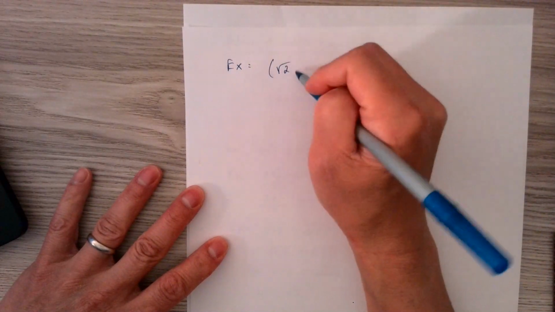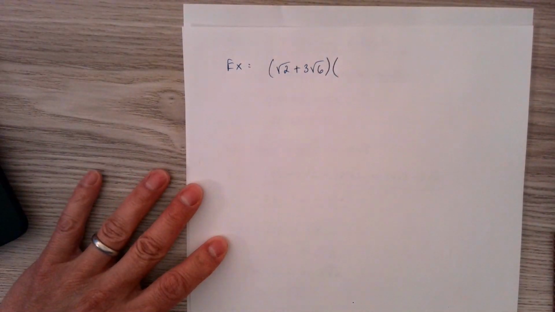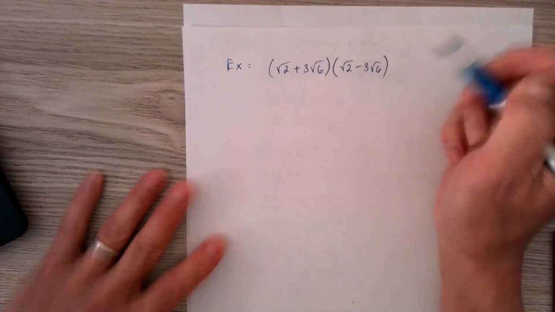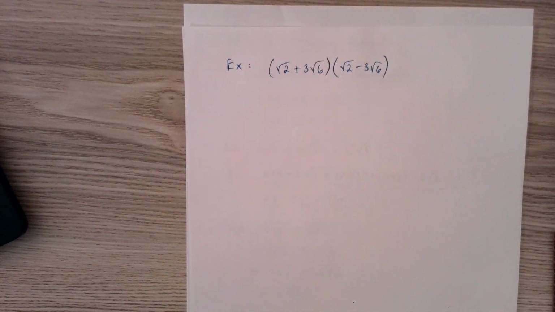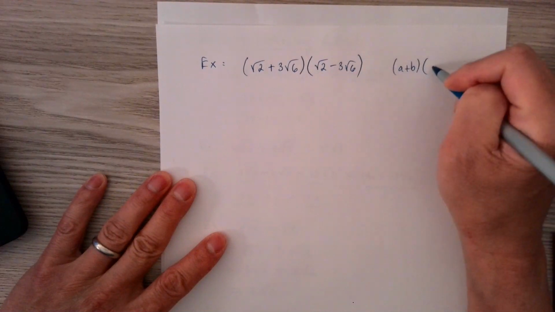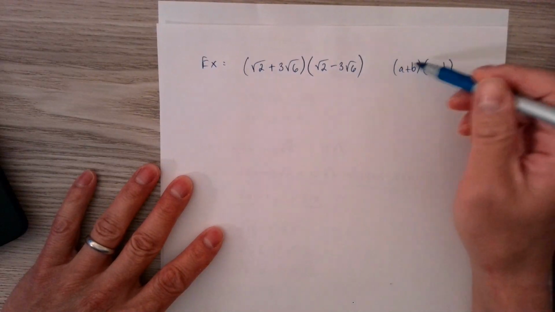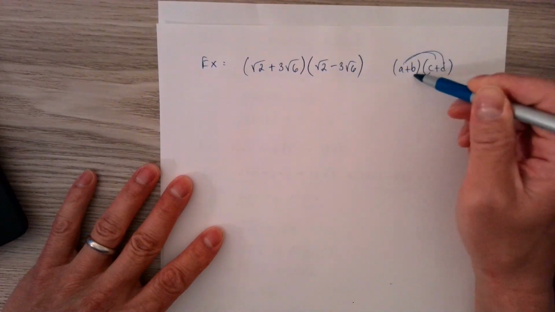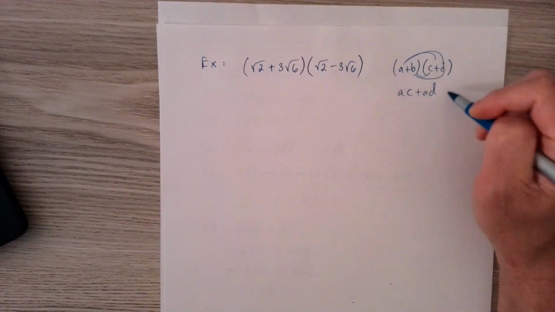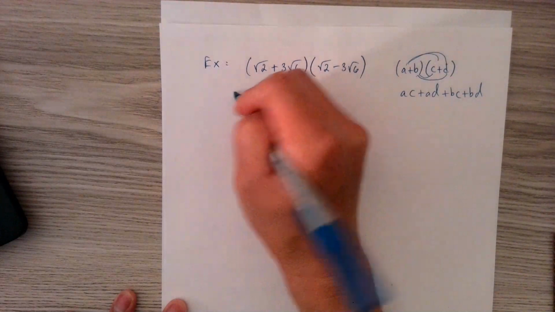So now I'm going to put these rads into binomials and multiply the binomials. If you remember from your polynomials unit, if I have 2 binomials and I'm multiplying them, I go like this, right? AC plus AD plus BC plus BD, like that. So I'm going to do the same thing here.